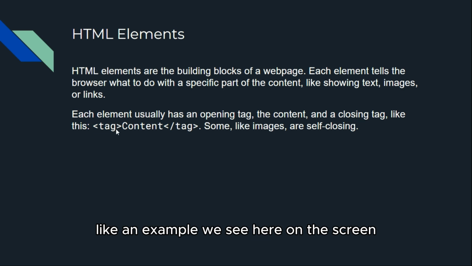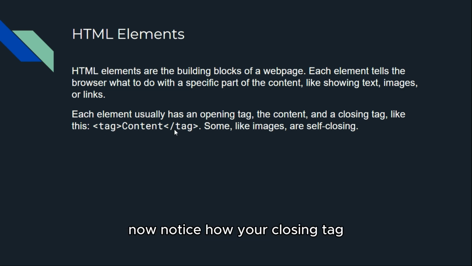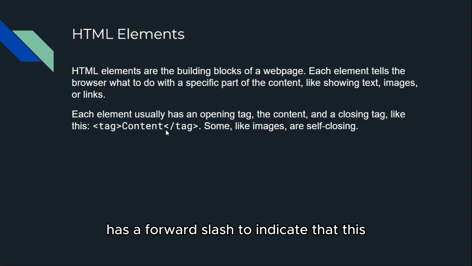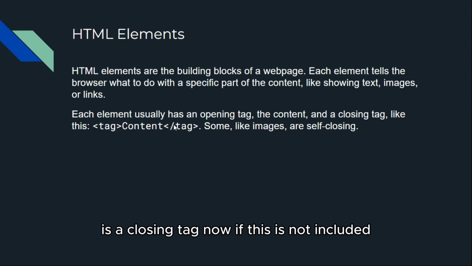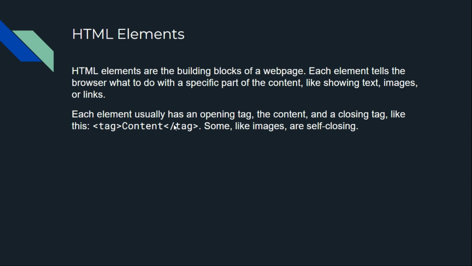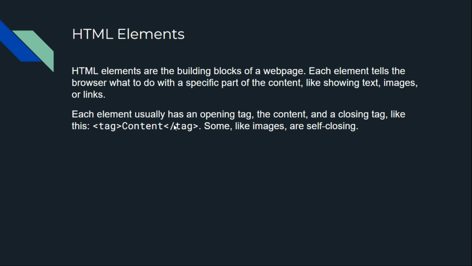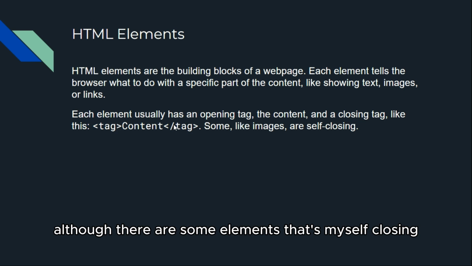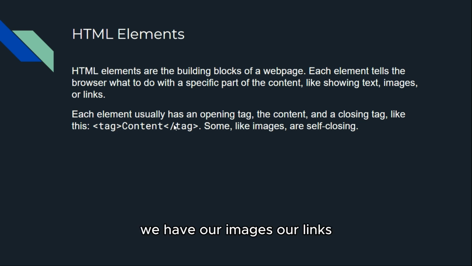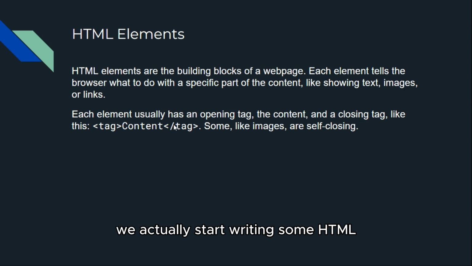Like in the example we see here on the screen, you have your opening tag, then the contents right here, and then your closing tag. Now notice how your closing tag has a forward slash to indicate that this is a closing tag. If this is not included, your document will not know when to close your tag, and you're going to have some issues with that. Although there are some elements that are self-closing, like images, links, input elements, and a lot of them that we'll find out when we actually start writing some HTML code.